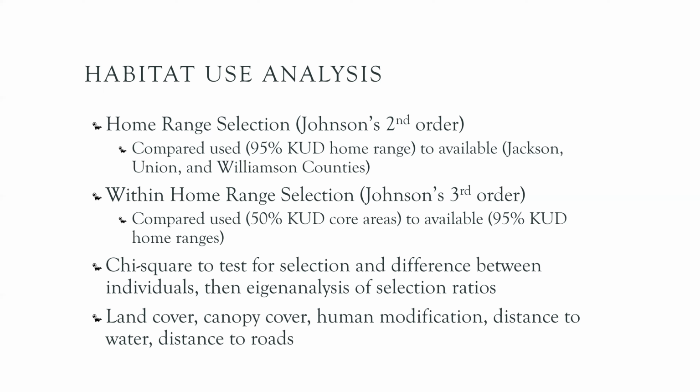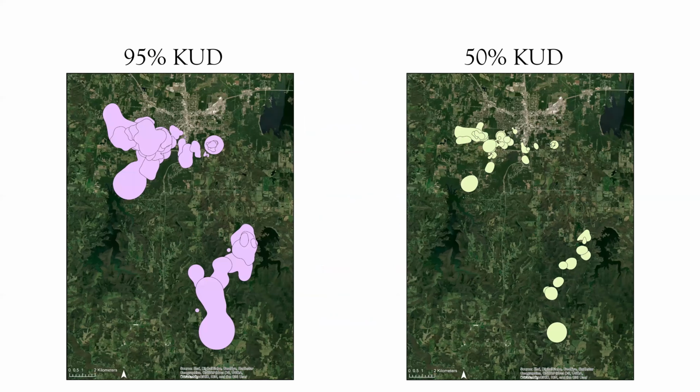I analyzed land cover, canopy cover, human modification, distance to water, and distance to roads. So overall, these are just some of the 95% kernel utilization distribution home ranges of striped skunks. We see Carbondale up here, and down into here we get into Giant City State Park and the Shawnee National Forest. We've got a lot of ag and ex-urban use on the outskirts of Carbondale as well, and everywhere in between. And over here, we can see our 50% KUD core areas. Again, you can see they're much smaller areas because that's where animal activity was focused.